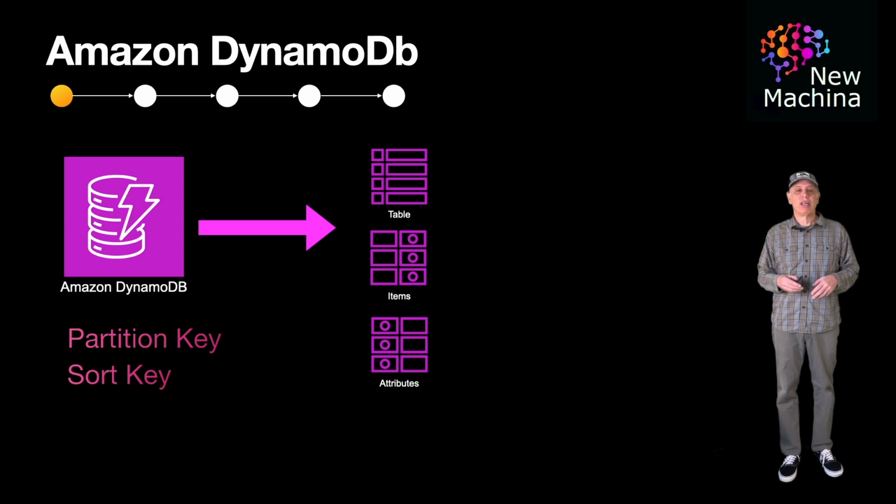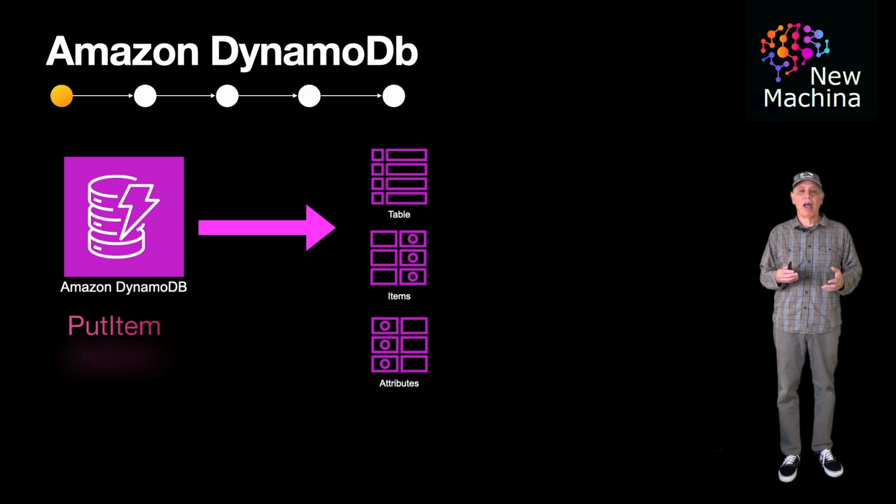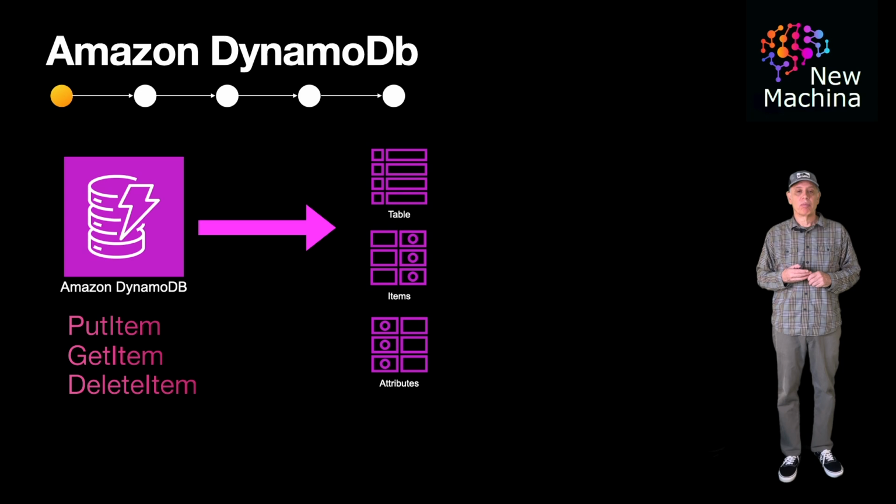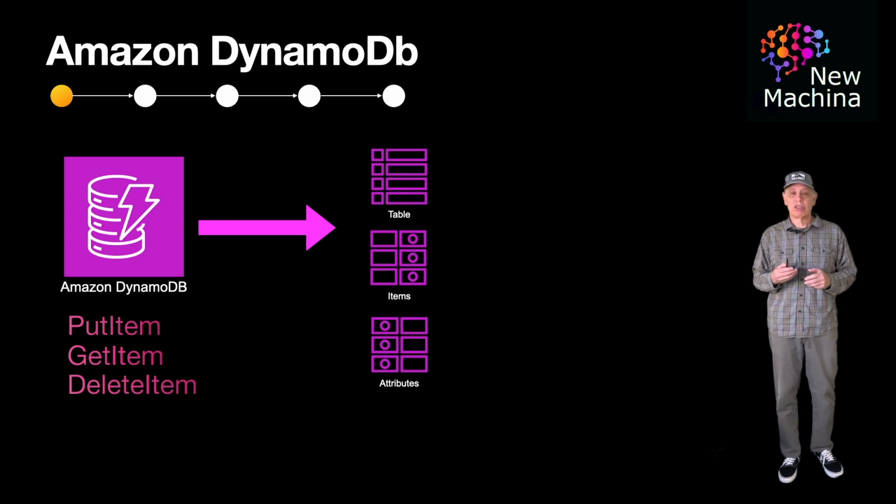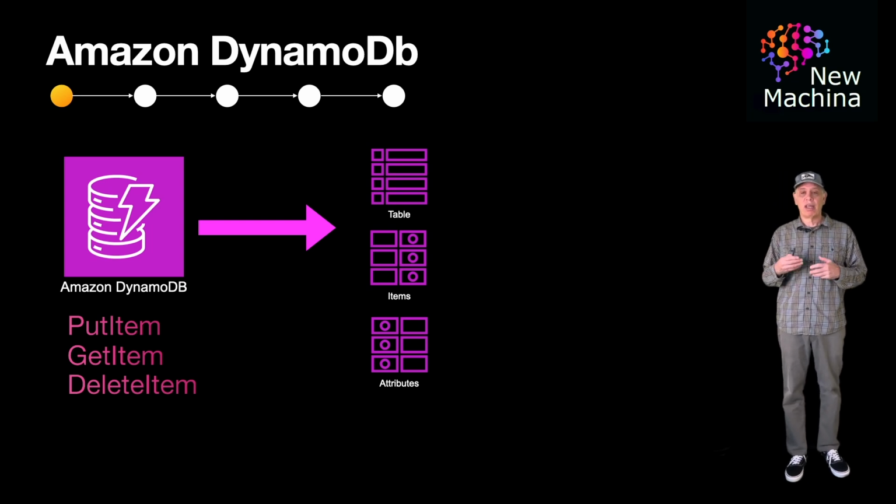CRUD operations in DynamoDB are executed using the put item, get item, and delete item. You will need to provide a primary key as input to these CRUD operations. Again, the primary key could be just the partition key or the partition key and sort key if the table is configured with a composite primary key.